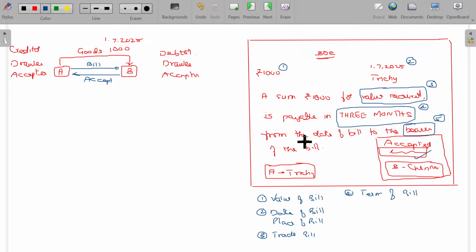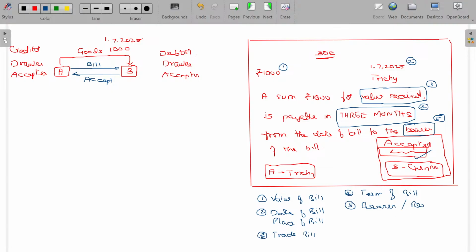In 3 months from the date of bill, Mr. X of the bill. So if it is being Mr. X and you have to pay only Mr. X. Okay. So the fifth one is all about bearer bill.